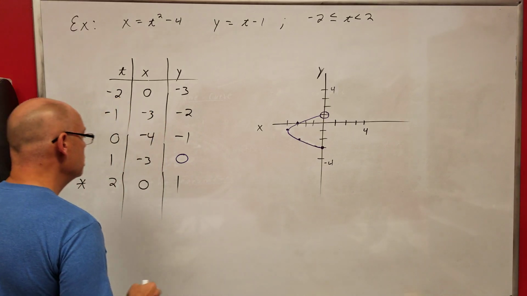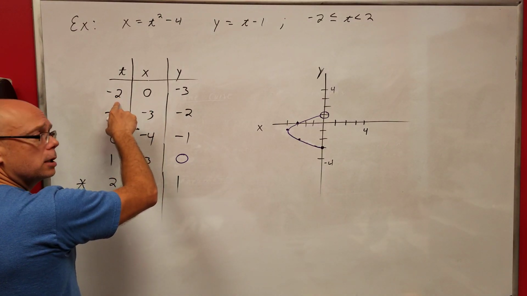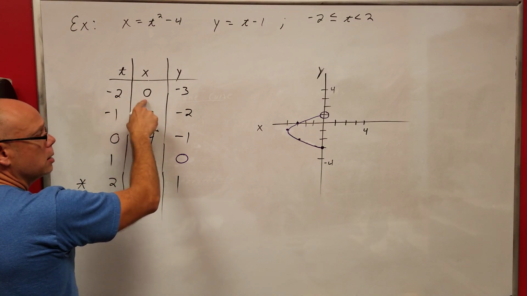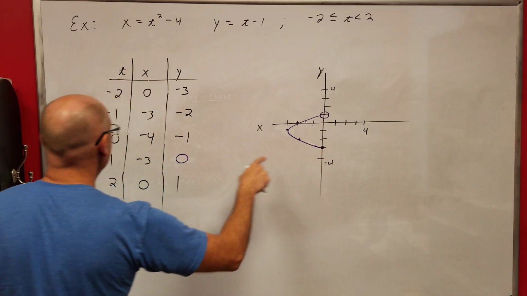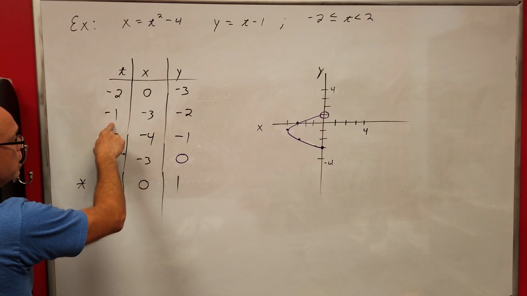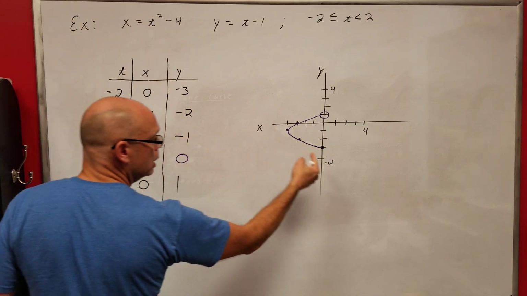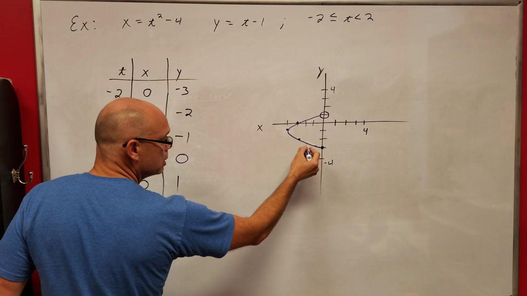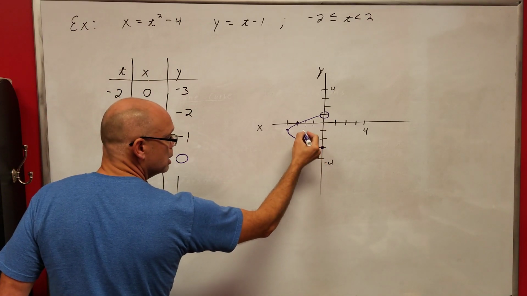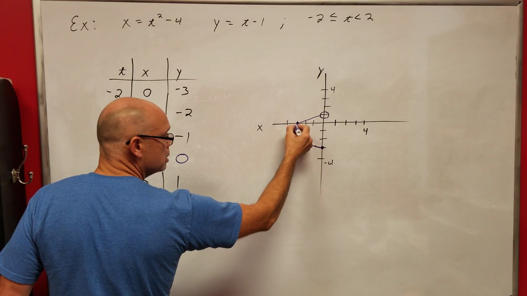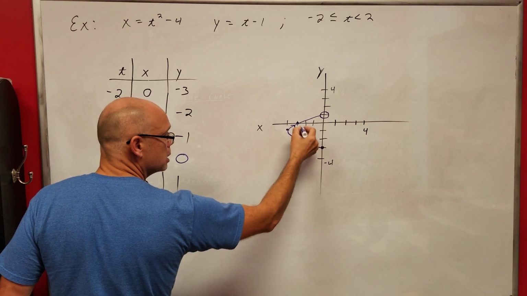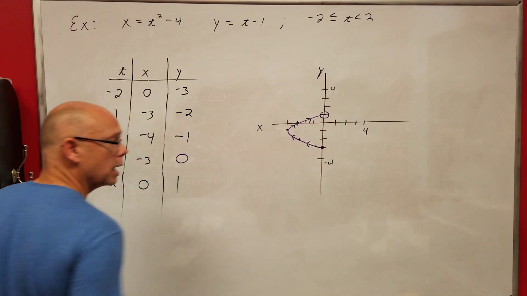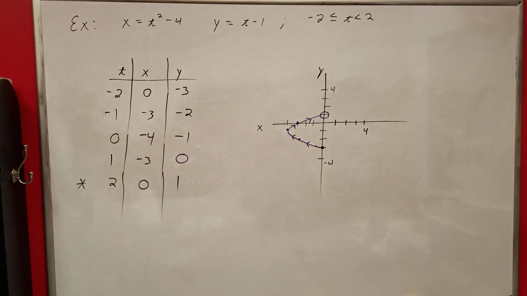So this one, what happened when t was -2? We got the point 0, -3. What happens when t is -1? We get the point -3, -2, right? So this curve is going this way, and then what happens here? Then it continues going that way, okay? So we put little arrows on it to indicate the direction that it's moving with time. All right, so that's a way of graphing these with plotting points.